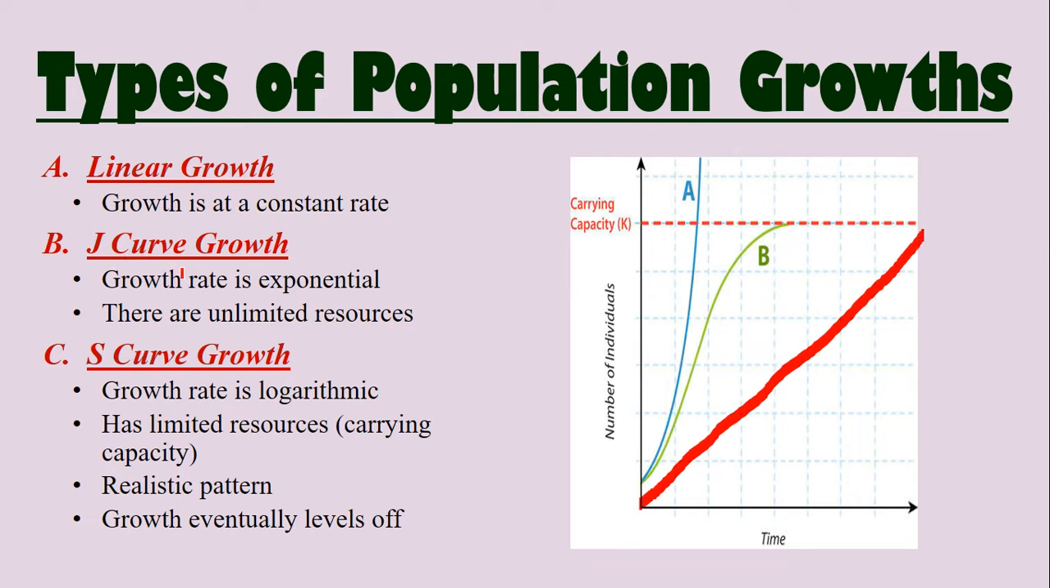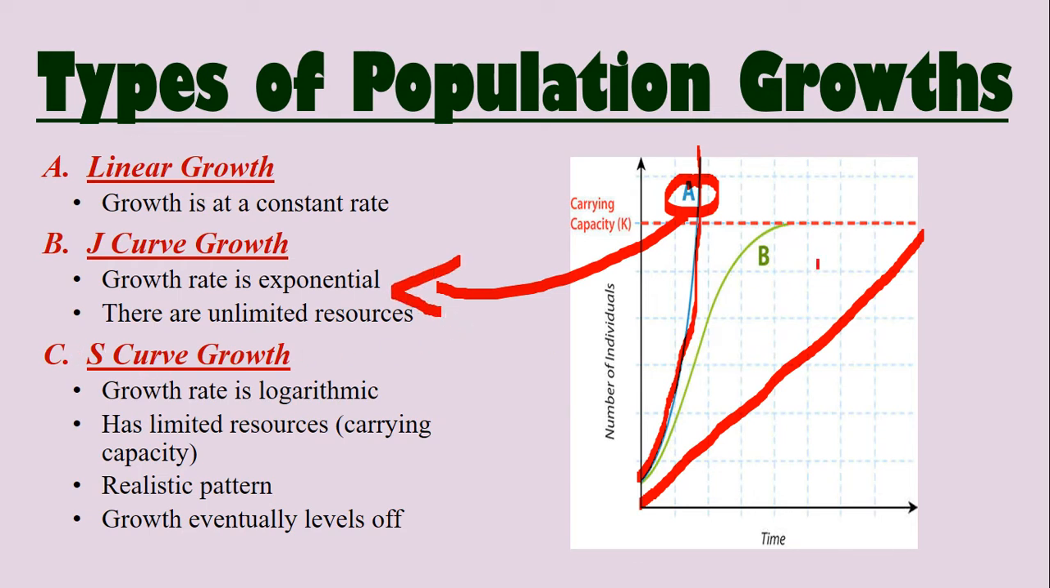A J curve growth is a growth that is exponential. Basically, there is no limit to the resources. And that's A right here. The line A here is growing in a J curve. And we call it a J curve because it kind of looks like a J.